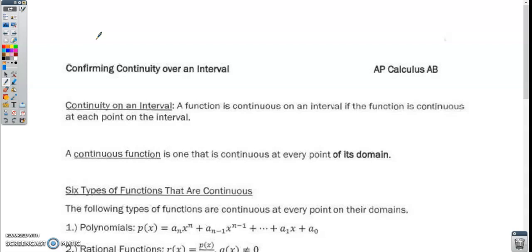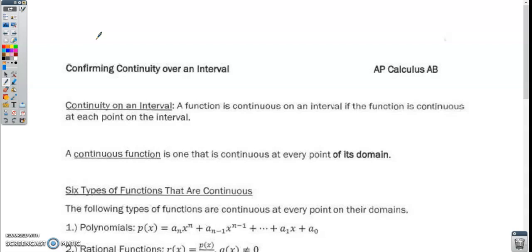Let's start here. The definition of continuity on an interval. It says a function is continuous on an interval if the function is continuous at each point on the interval. It seems to make sense. I mean, if we were looking at a function, f of x from 2 to 4, and if the function is continuous everywhere in that interval, at every point in that interval, then we will say that it's continuous on that interval.